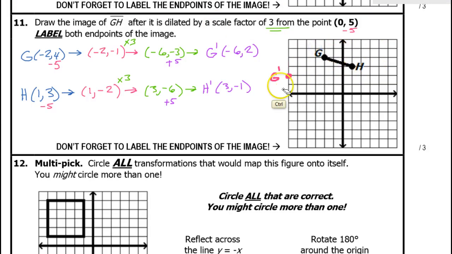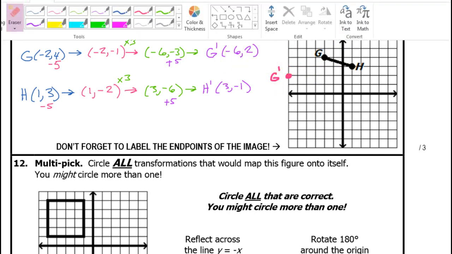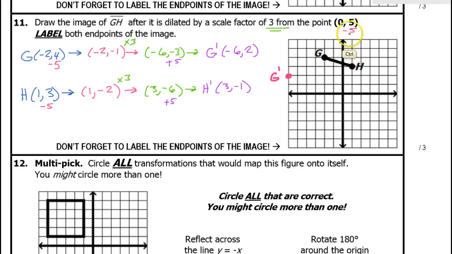Okay, notice G prime is negative 6 comma 2. That's the same thing we got algebraically. So again, I accidentally erased my center, which is 0, 5. Is that right? 3, 4. Yeah. Okay, so the pathway to H would be right 1 and down 2. Okay, that's the pathway to H.